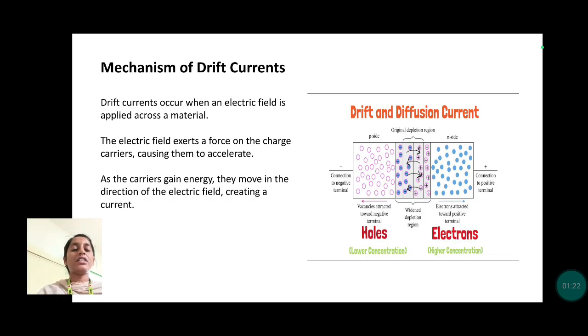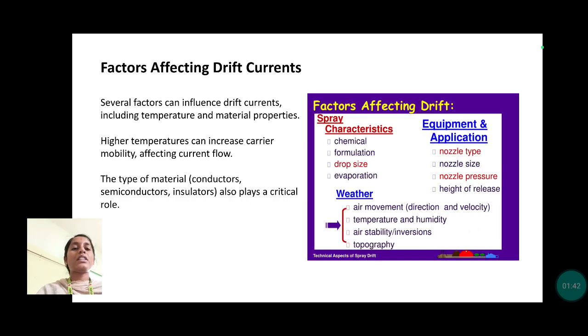Mechanism of drift currents. Drift currents occur when an electric field is applied across a material. The electric field exerts a force on the charge carriers, causing them to accelerate. As the carriers gain energy, they move in the direction of the electric field, creating a current. Coming to the next one.